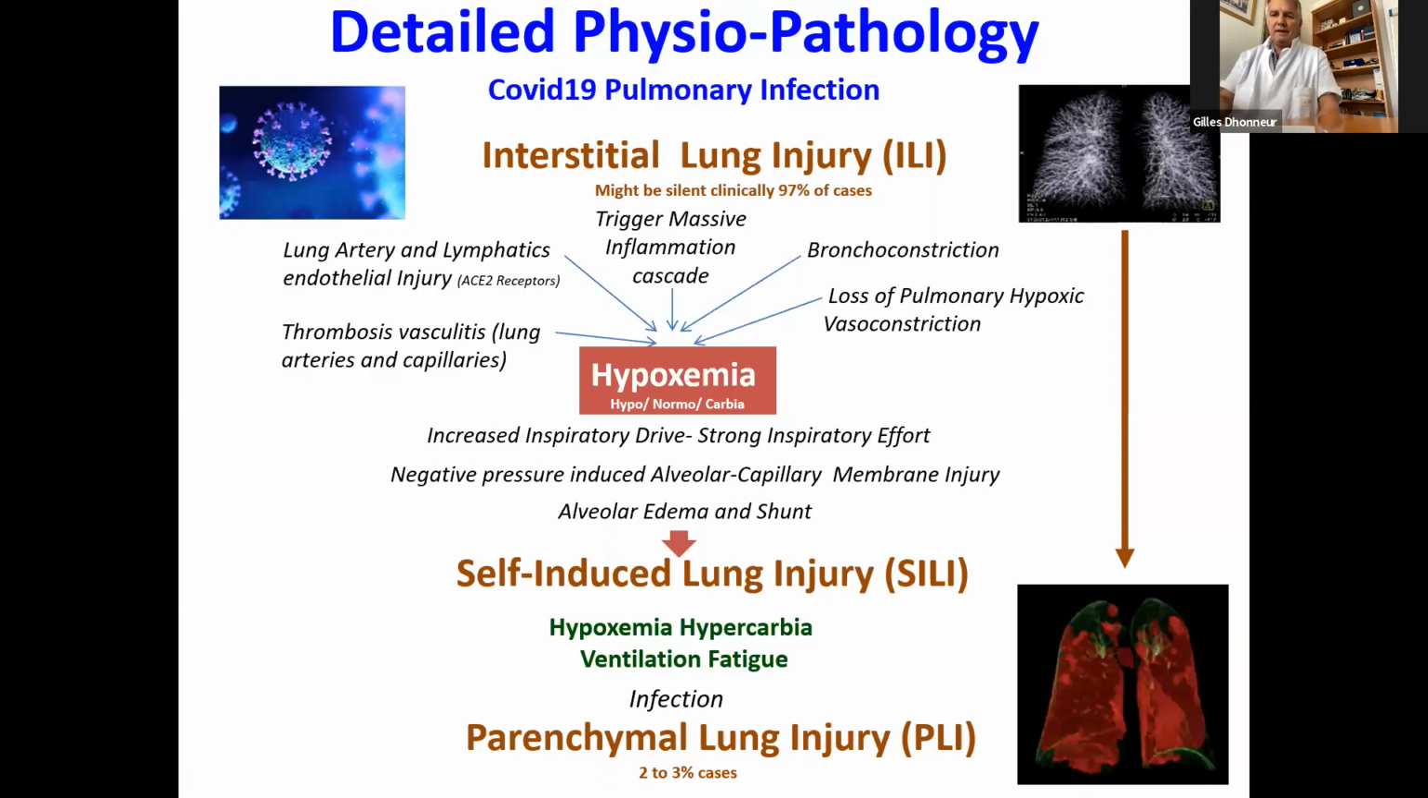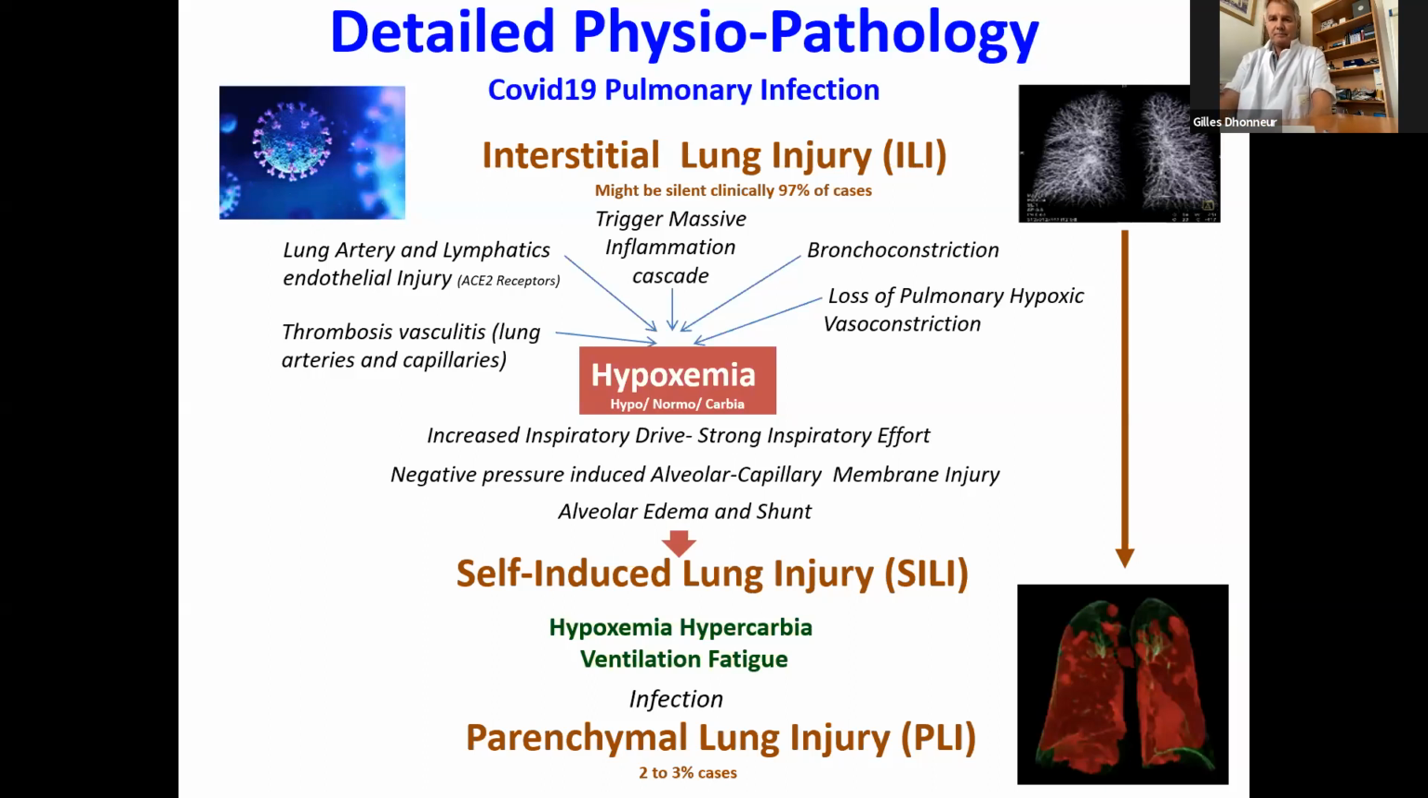Interstitial lung injury begins with all the physiopathology described in my slide, then intense hypoxemia, which can be intense, then the patient self-injures his lung due to negative inspiratory pressure and very large transpulmonary pressure. And finally, a very strong illness occurs in all the parenchyma of the lung, and it's called the parenchymal lung injury.